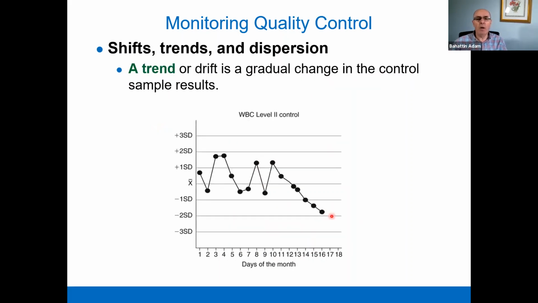Now, trend or drift is a gradual change in the control samples. As you see, it gradually decreased day by day. It started on day 11 and then decreased gradually. Each of these changes has a different meaning in order to find out the source of errors. It may depend on the reagents, or the instrument, or it's based on the methods and techniques that we are using.